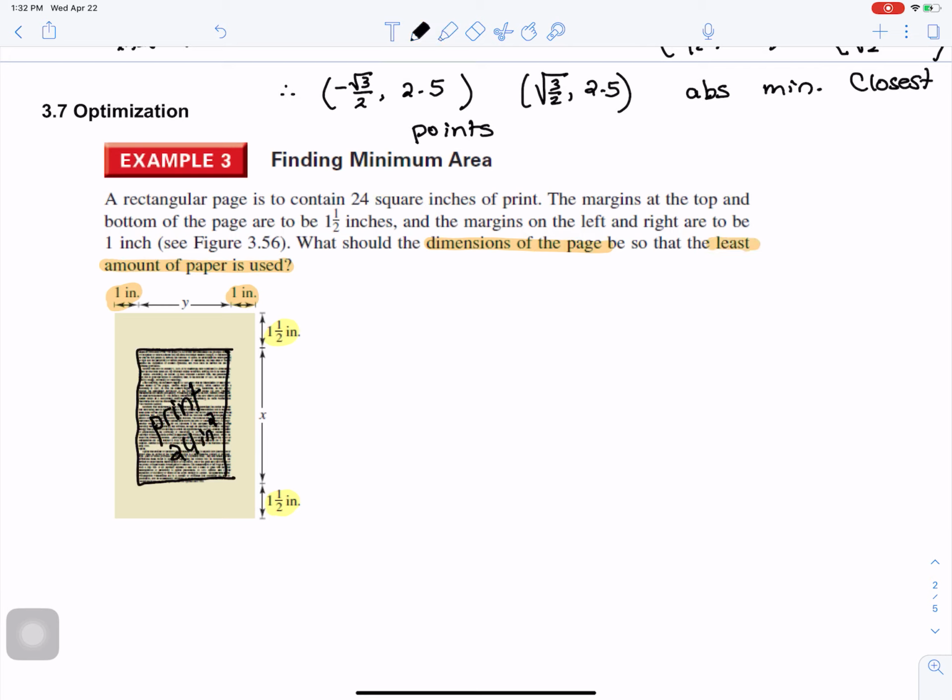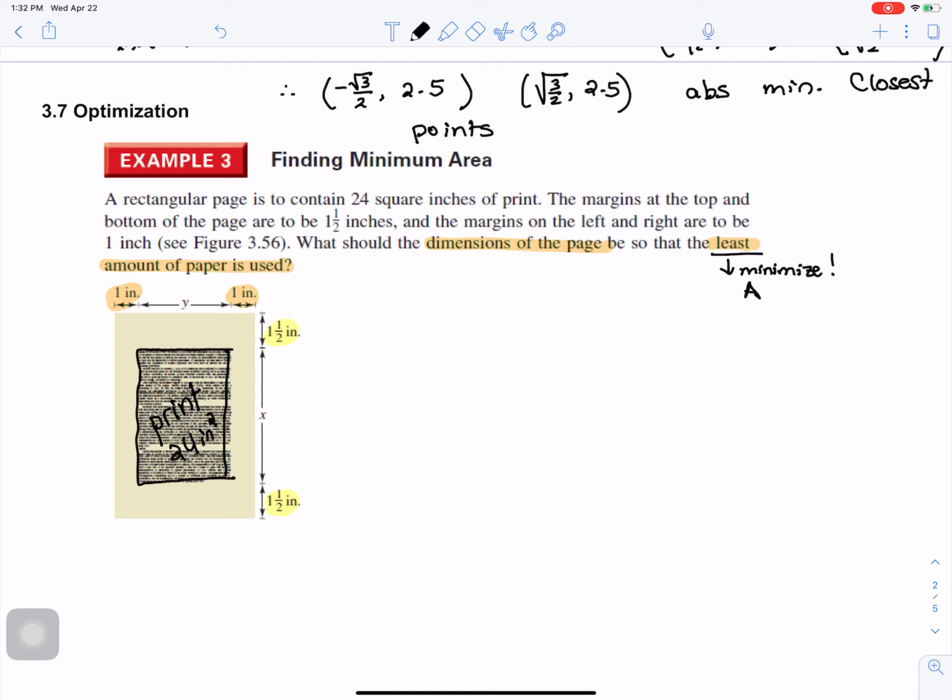Now when we're talking about the least amount, we're minimizing the problem. And we want to find the dimensions that minimize the least amount of paper, and the least amount of paper is referring to the surface area, or sorry, not the surface area, it's not 3-dimensional, it's 2-dimensional. We're referring to the area of the paper being used.